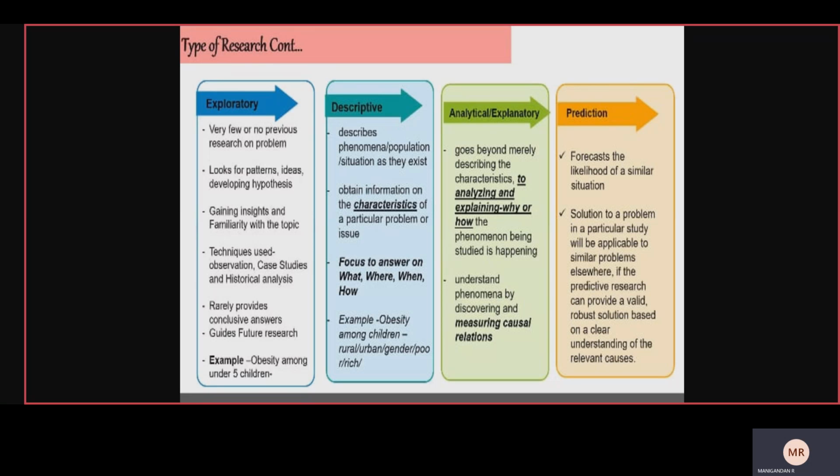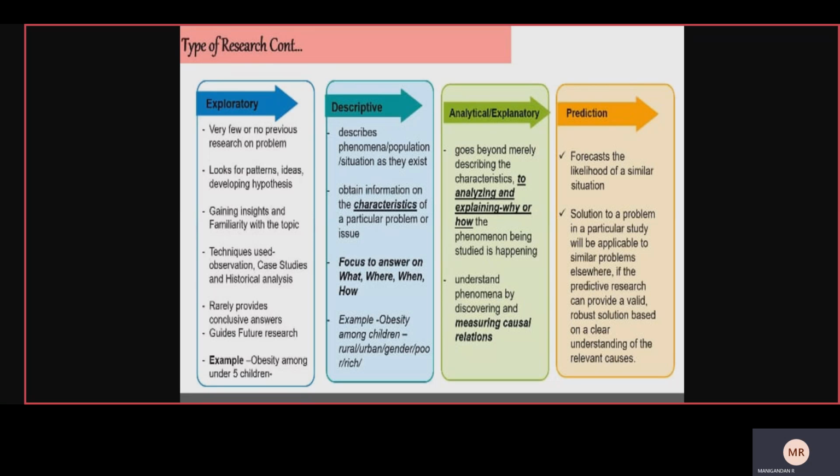Okay. Next, coming to the analytical or explanatory, it goes beyond merely describing the characteristics to analyzing and explaining why and how the research is very important, why we need to do the research. These are the main questions while coming to the analytical form, and understanding the phenomena by discovering and measuring the causal relations. Here, discovering things, discovering what new inventions you are making. So these come under the analytical and explanatory.